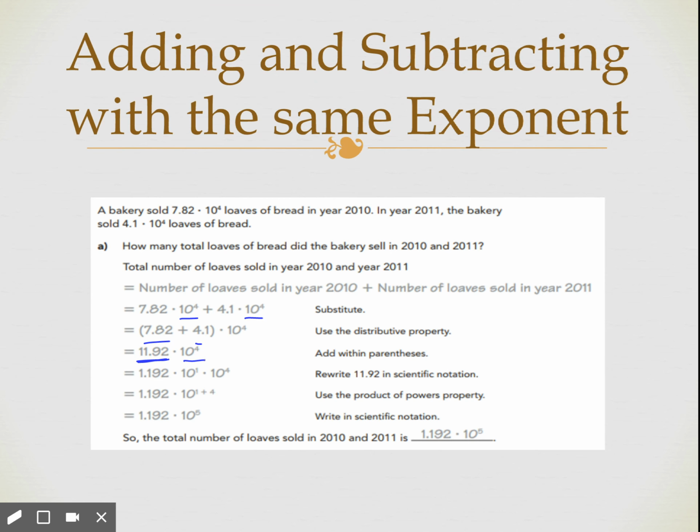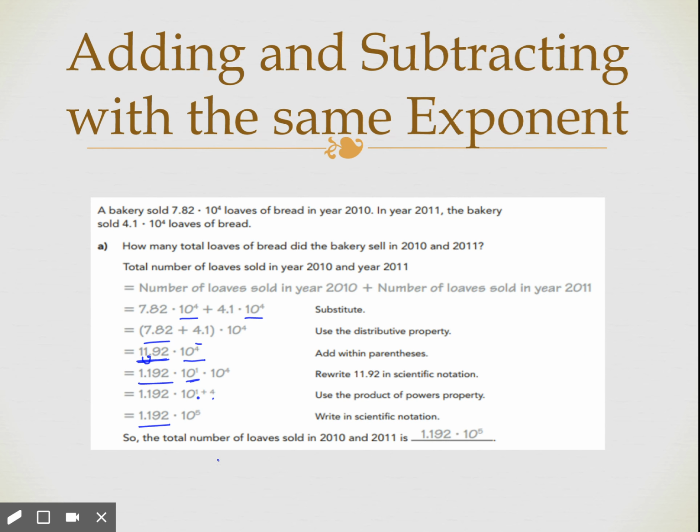It stays the same. But we cannot leave it that way because, again, we need a number smaller than 10 for scientific notation. As you see, we're moving our decimal point one to the left. So we have 1.192, and now we're adding 10 to the first power. Using the product of powers property, 10 to the first power times 10 to the fourth power, we're just adding our exponents, and we get 1.192 times 10 to the fifth power.